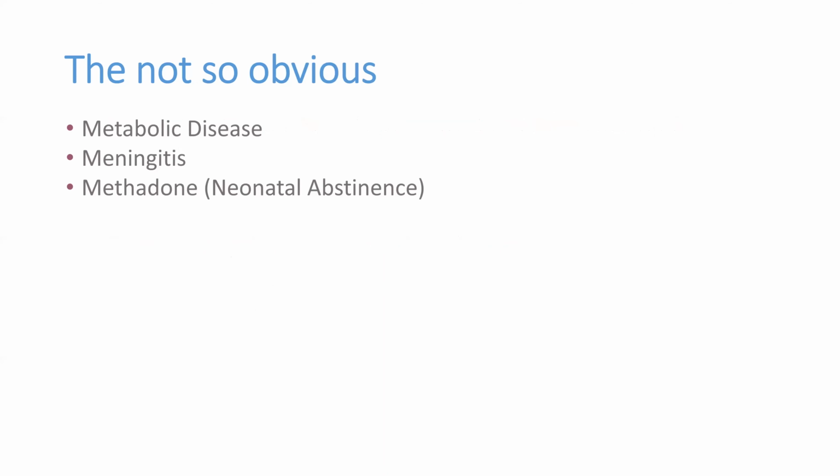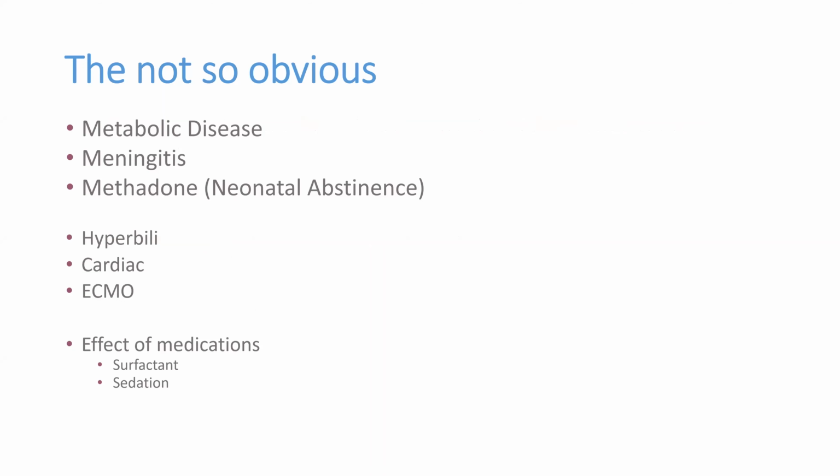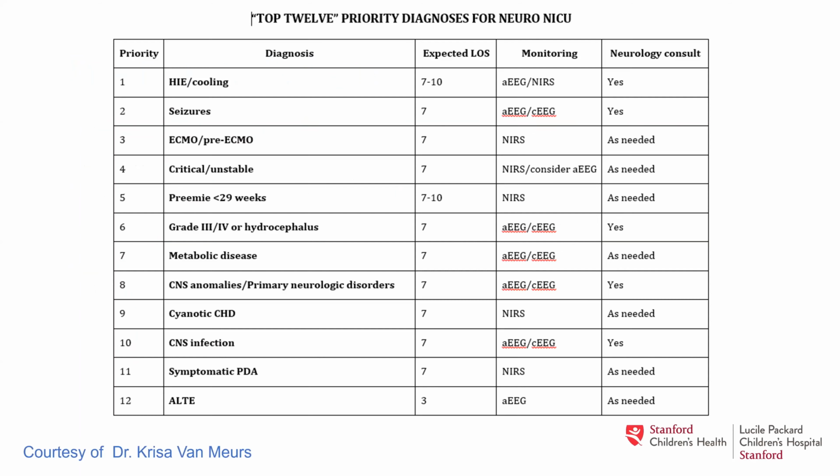And there's a lot of not so obvious kids that are in your NICU every day. Metabolic babies, infected babies, withdrawing babies. Even hyperbili, if it's very high, can have some, we know, kernicterus, right? It's a neurological injury that occurs. But on the way there, there are some abnormalities we see on the aEEG. Cardiac babies. Those babies are chronically hypoxic, and that affects their aEEG. ECMO babies. Even some babies getting some medications, we should be monitoring them continuously.